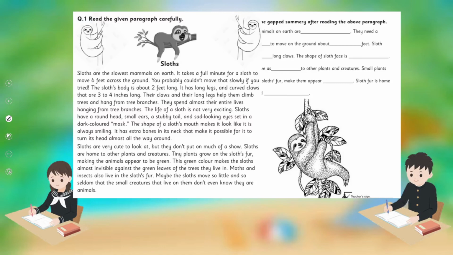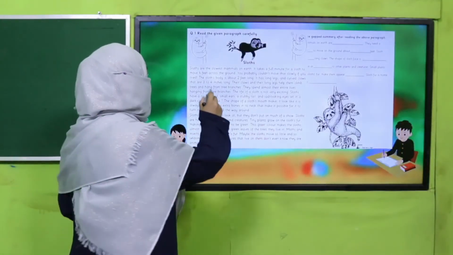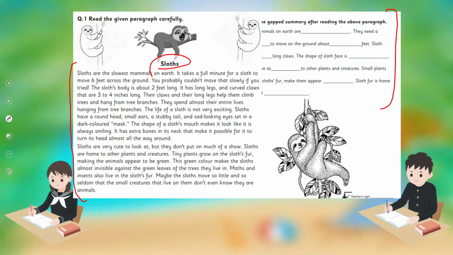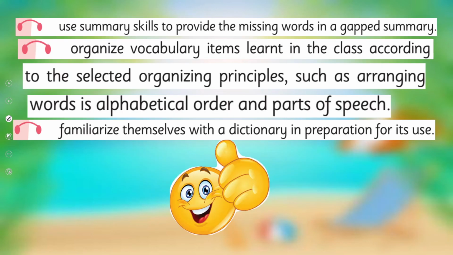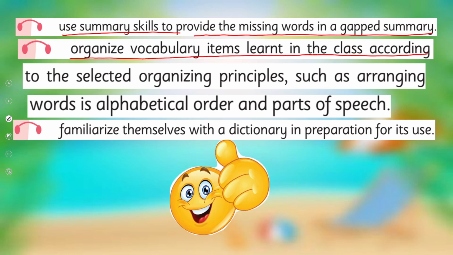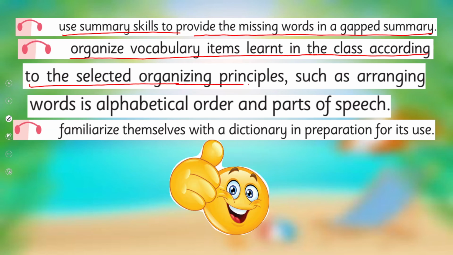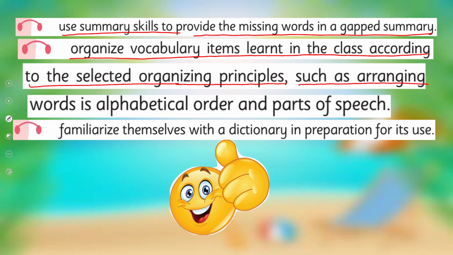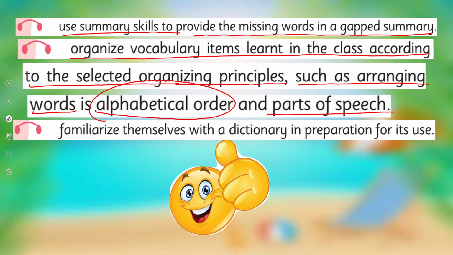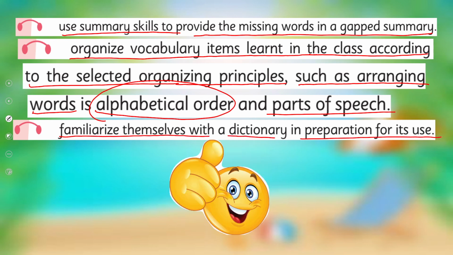So what we have learned today, and here is another. Beta, yesterday I gave you this worksheet for reading about sloths. So this is the gap summary for the same information. So you are going to complete it. And we learned to use summary skills to provide missing words in a gap summary, organize vocabulary items learned in the classroom according to selected organizing principles such as arranging words in alphabetical order. And parts of speech we'll do some other time. Familiarize themselves with the dictionary in preparation for its use.